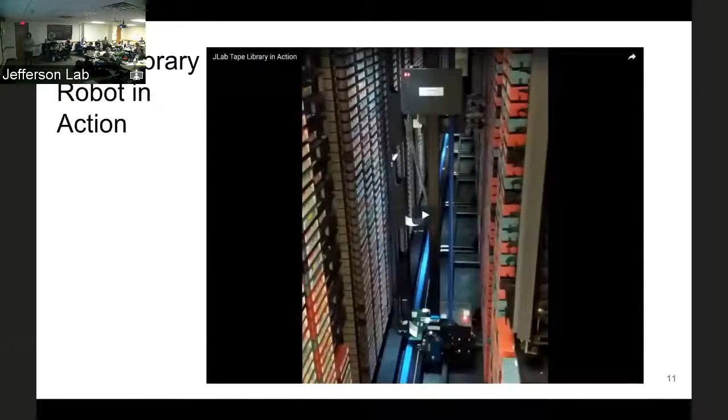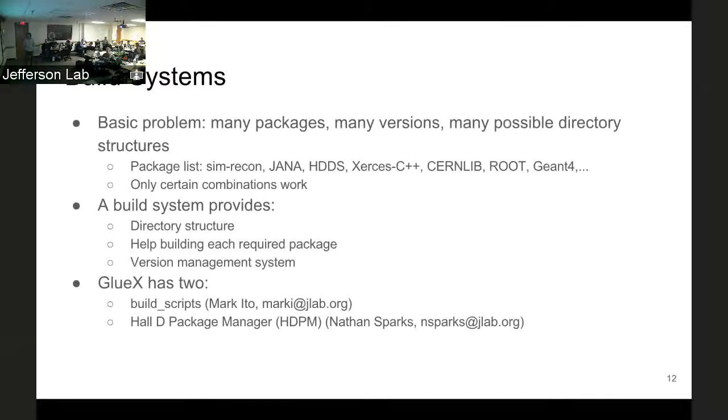Okay, this is back working. Now the side road into the build systems. What do I mean by build system? There's this basic problem. We have a bunch of software packages: Jana, HDDS, Xerces, CERNLIB, ROOT, and Geant4 is coming on. These all have different versions. And if you're building them yourself, you can arrange them in many possible ways; there's an infinite number of directory structures that you could have.